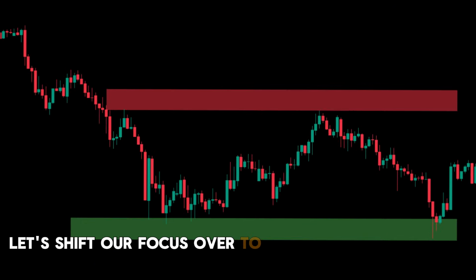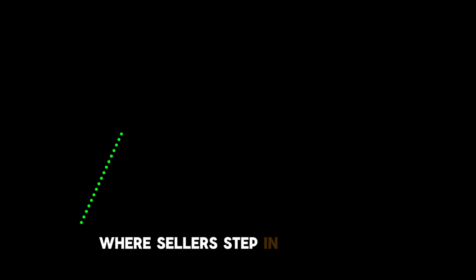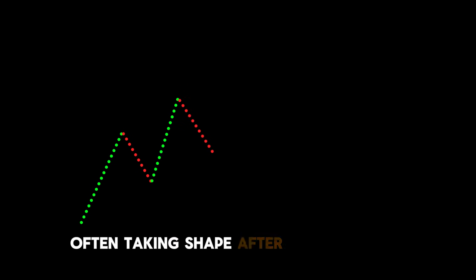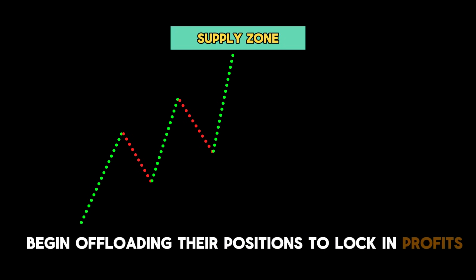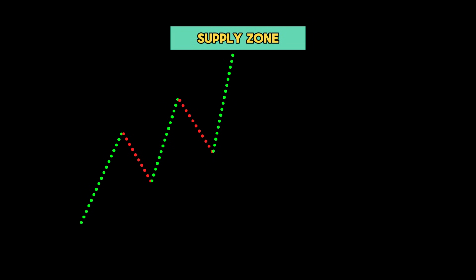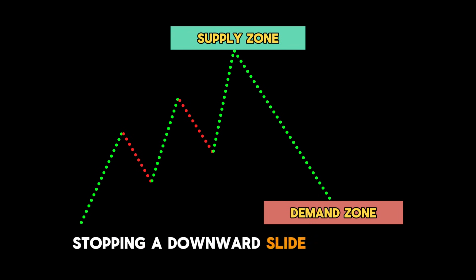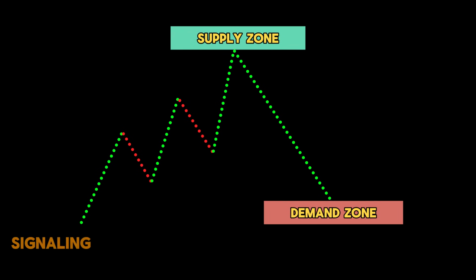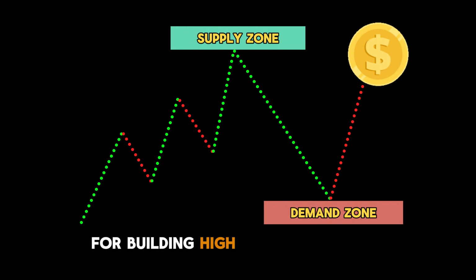Let's shift our focus over to supply and demand zones. A supply zone is an area on your chart where sellers step in with enough overwhelming force to halt an upward climb, often taking shape after a strong rally, when major players like banks begin offloading their positions to lock in profits, causing price to roll over and drop. Conversely, a demand zone is where buyers step up in force, stopping a downward slide in its tracks after a sharp drop, signaling that smart money is accumulating positions and driving price back up. Both of these zones represent critical reaction points on your chart that give us incredible clues for building high probability trades.